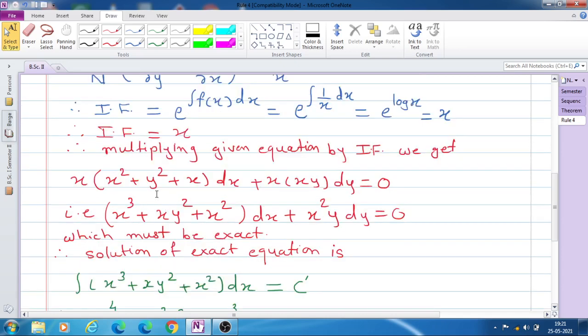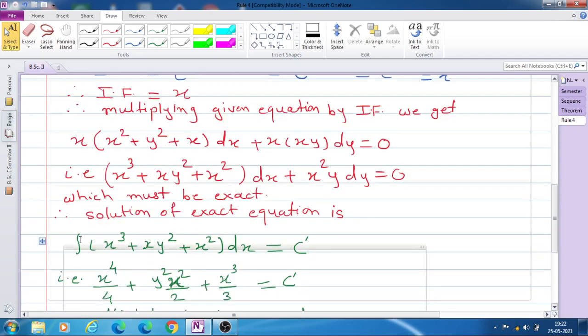Now we know how to solve by finding integrating factor. So here we multiply the given equation by the integrating factor. Multiplying by x, x into (x square plus y square plus x) dx plus x into xy dy is equal to 0. So multiplying by x, we get (x cube plus x y square plus x square) dx plus x square y dy is equal to 0.